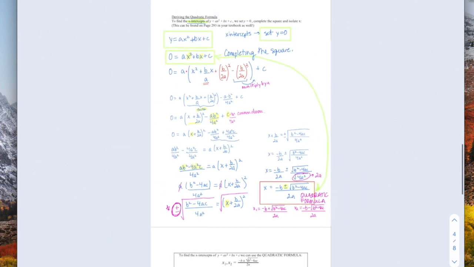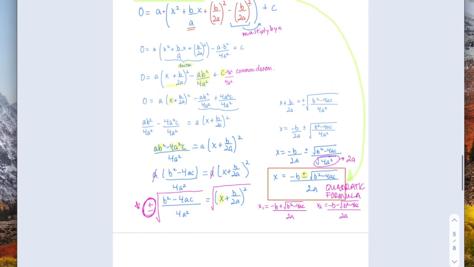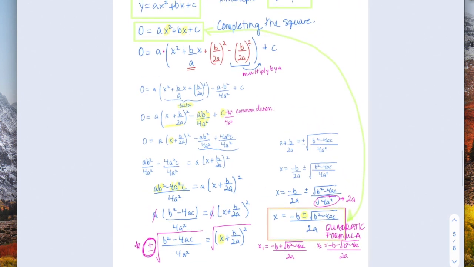Okay guys, I'm going to stop right there for part 1, and then in part 2, we're just going to do a bunch of examples using the quadratic formula.